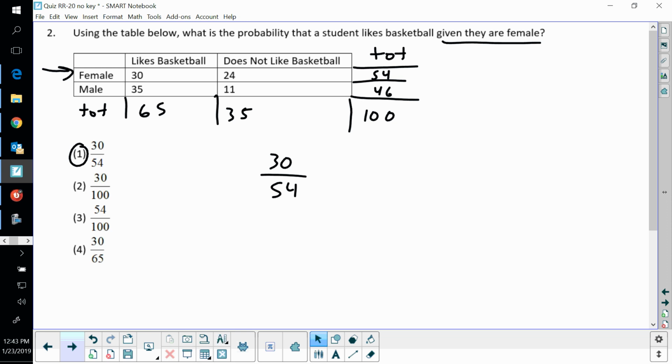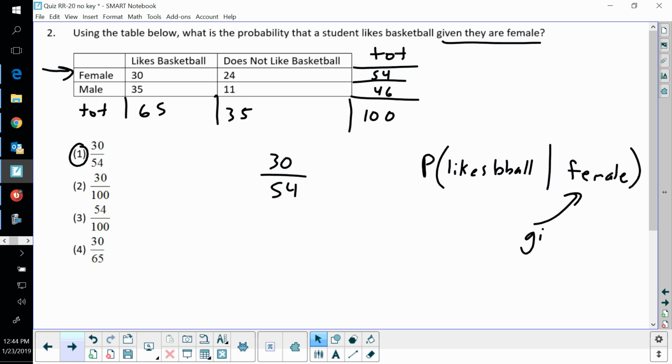If they wrote this question in probability notation, it would be P, likes basketball given they are female. Okay, so if they wrote it like this, the thing that comes second, that is your given, if by chance they wrote it in that notation.